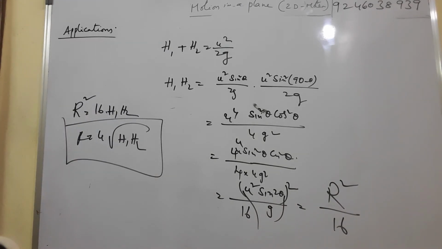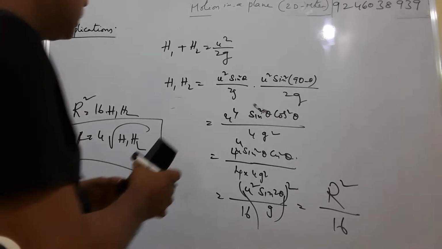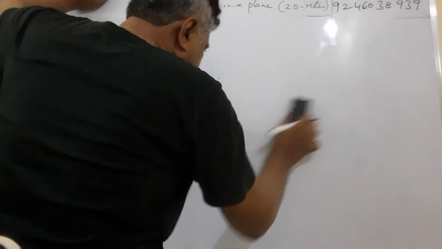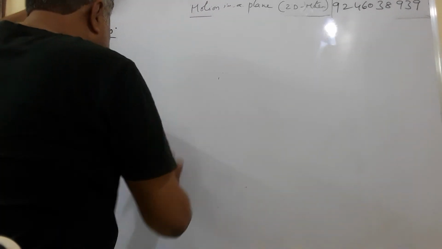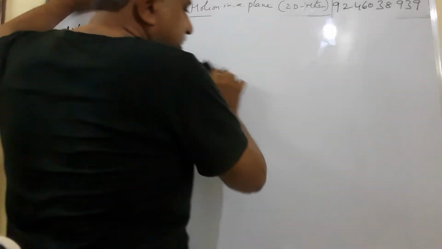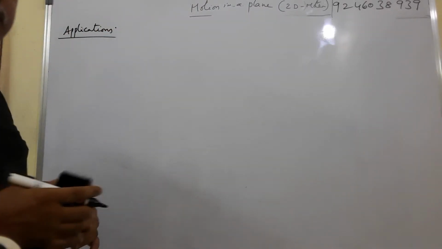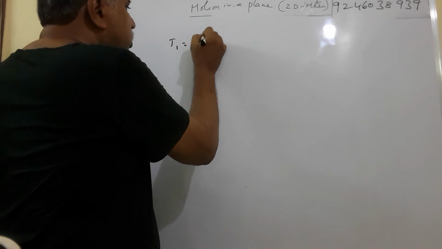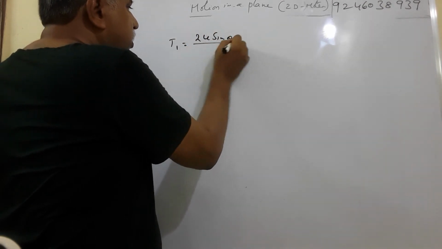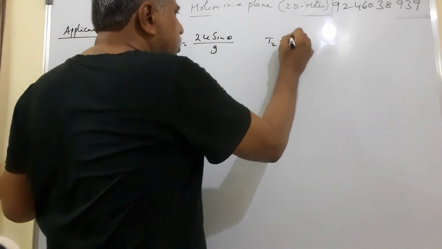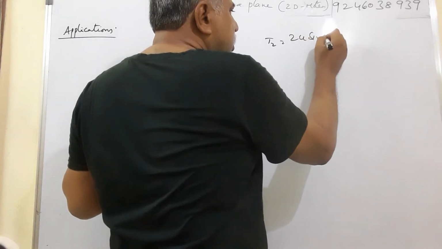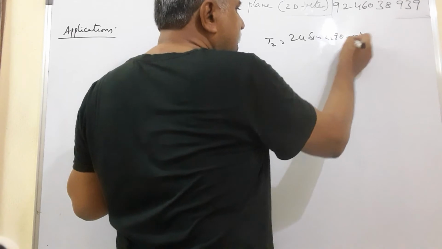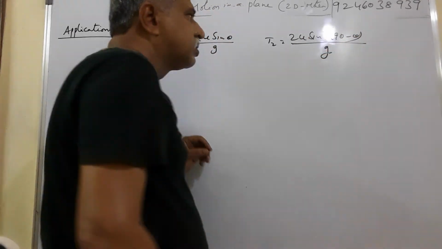Next one, the product of times is equal to how much? The relation between time of flights and range. We write it as T1 is equal to 2u sin theta by g. T2 is equal to 2u sin 90 minus theta by g.